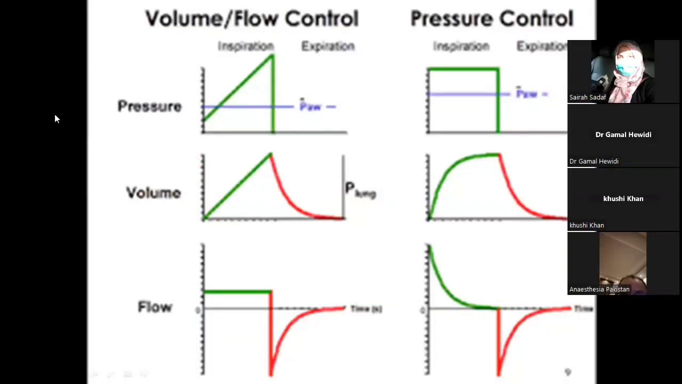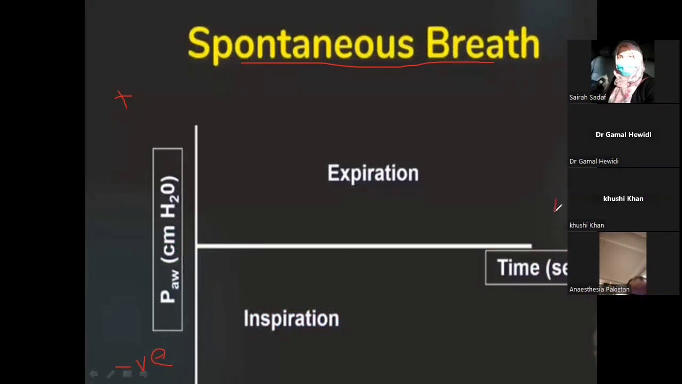Okay, let's go to the next slide. So this is the x-axis, this is the y-axis. As I've already mentioned, this is a positive side, this is a negative side. And as I mentioned earlier, spontaneous ventilation is a negative pressure ventilation. So how will the graph be created in a negative pressure ventilation? At the time of inspiration, the pressure is negative in the intrathoracic cavity. So we will have a downward deflection on the negative side.